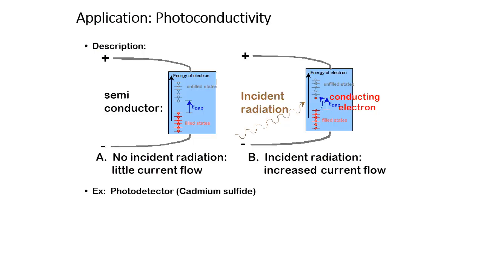And again, this is the mechanism of photoconductivity. If we have incident radiation or electromagnetic radiation hitting the semiconductor, the semiconductor will absorb the photon, and the electron will be excited into the conduction band, so the electron will conduct the electricity. For example, the photodetector using cadmium sulfide.